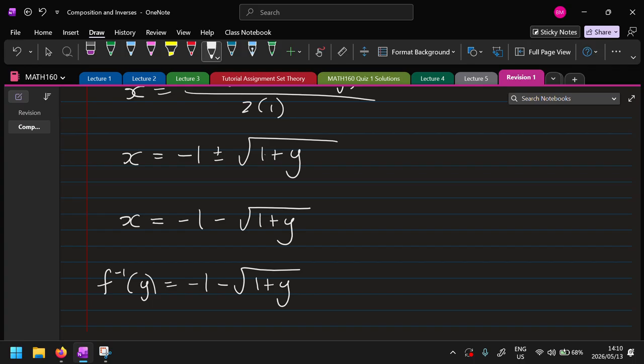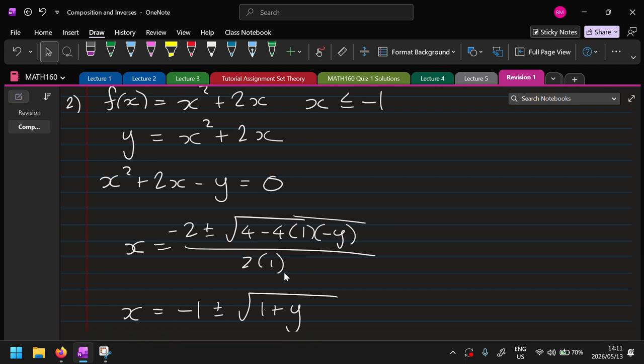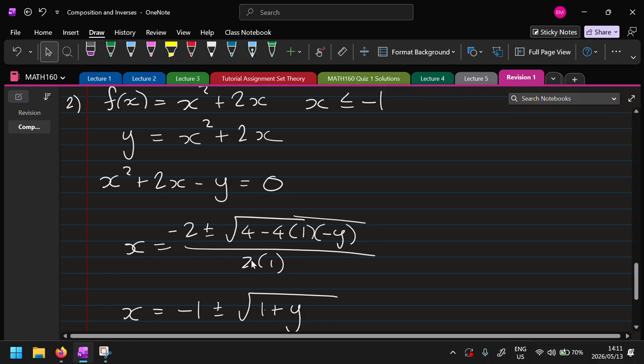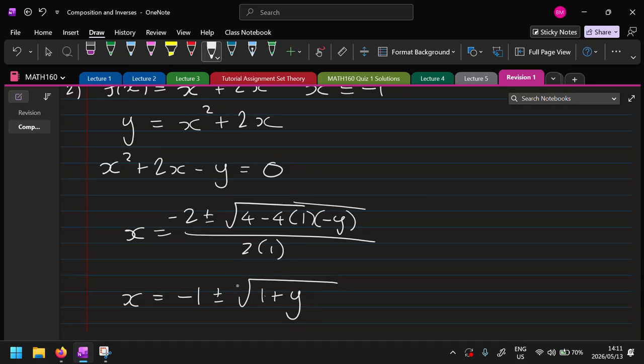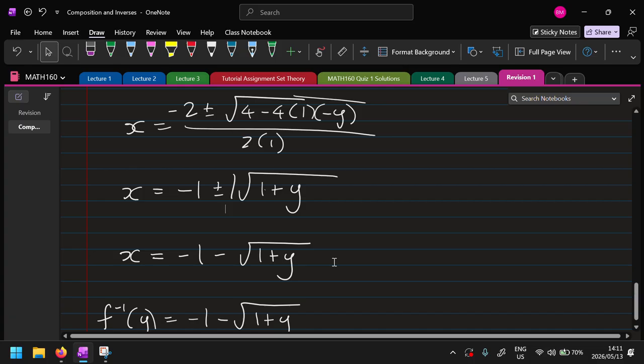Any questions for this one? Yeah. Denominator here. Oh, yeah, yeah. So the minus 2 over 2 is minus 1. And then here the 4, root 4 is 2. 2 over 2 is a, well, you can put a 1 there if you want. There's 1. Okay. Any other questions?